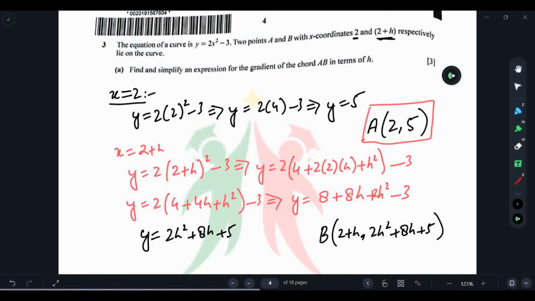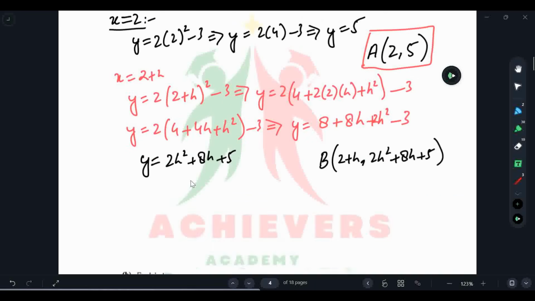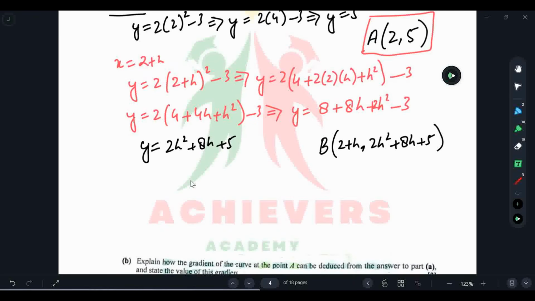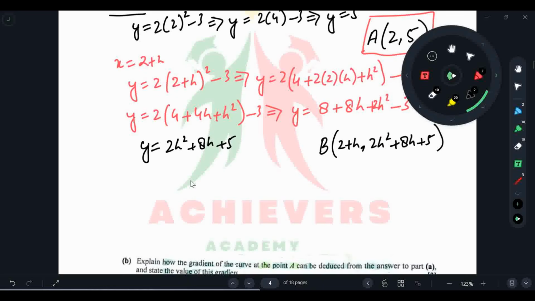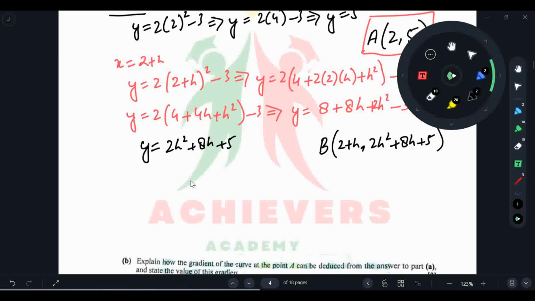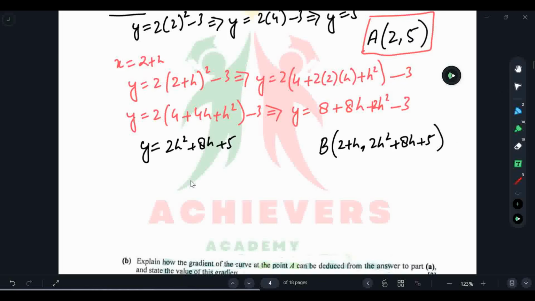Now we have the coordinates of A and B. Find and simplify an expression for the gradient of the chord AB. We need to find out the gradient. For the gradient, we have two coordinates, 2 points. How can we find the gradient? Now we know the gradient of the chord AB. How do we find it? We know the formula.